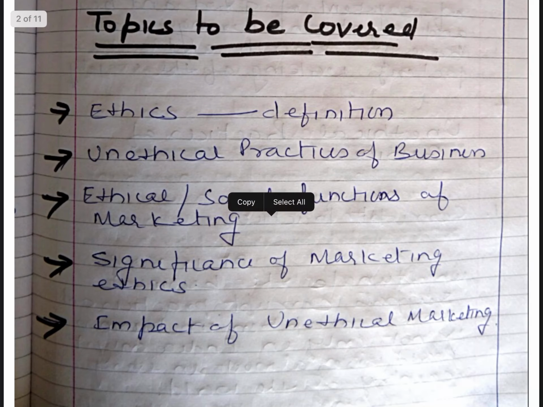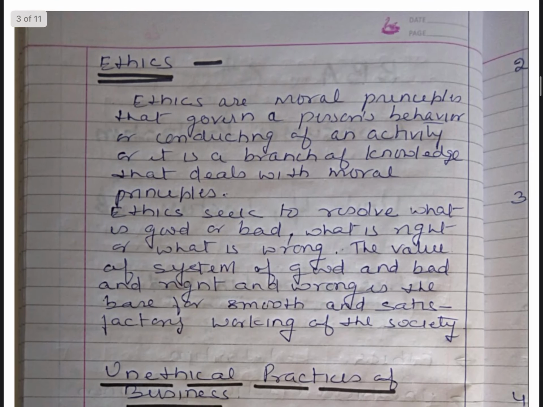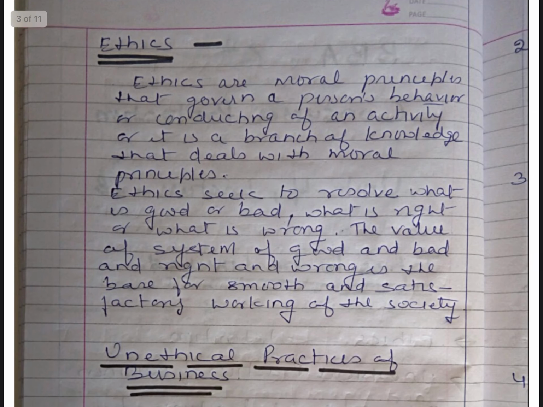I'm starting with the first topic, that is ethics. The definition: ethics are moral principles that govern a person's behavior or conducting of an activity, or it is a branch of knowledge that deals with moral principles. Ethics seeks to resolve what is good or bad, what is right or what is wrong. The value system of good and bad and right and wrong is the base for smooth and satisfactory working of the society.